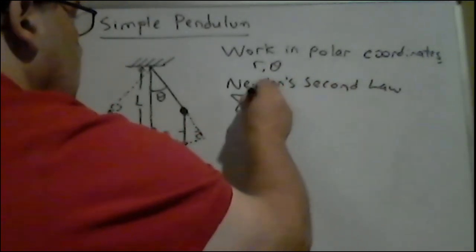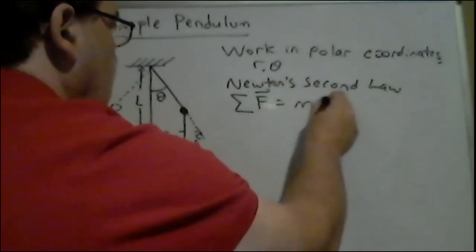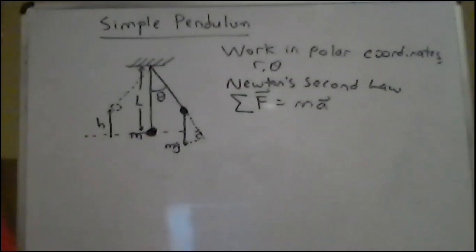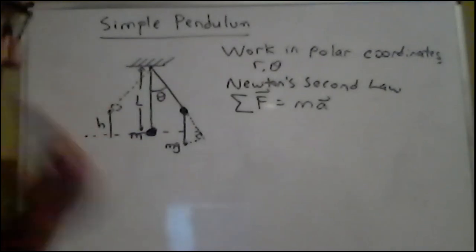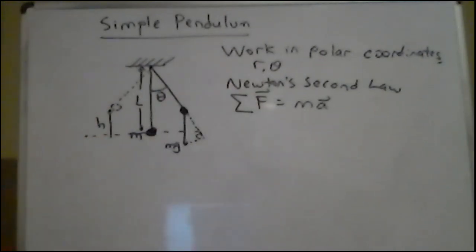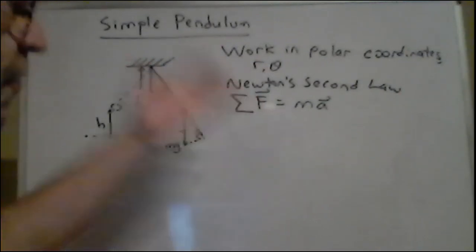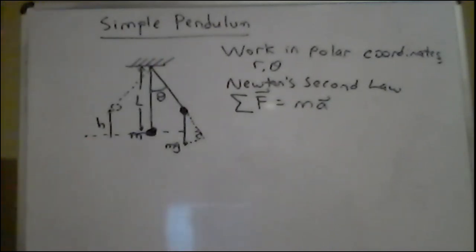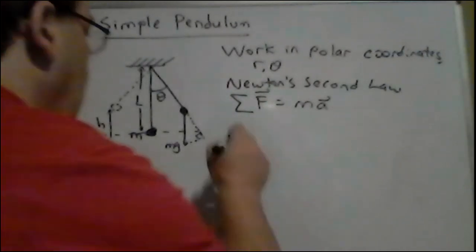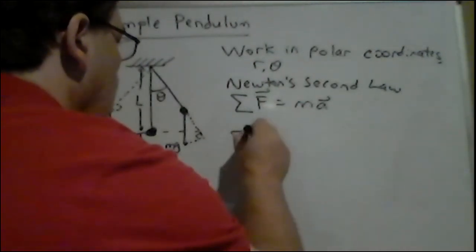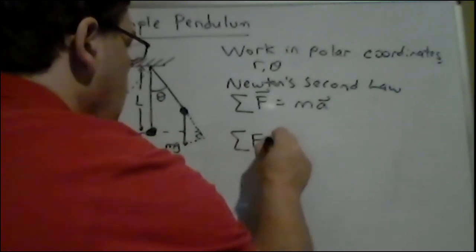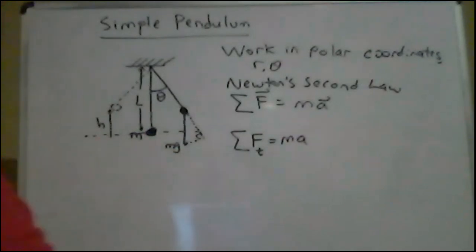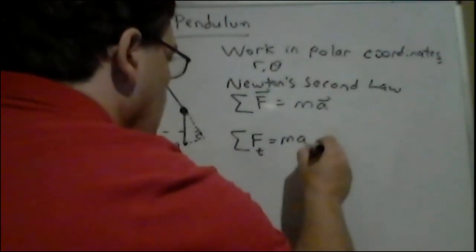is mass times acceleration in a general vector equation. When I write a general vector equation, it is agnostic to any coordinate system. Once I choose a coordinate system, I can write it in terms of x, y, z, or r theta, and I write Newton's second law for each coordinate. I don't care what's going on in the radial direction. What I care about is the tangential direction. So I want to focus on the sum of all forces in the tangential direction equals mass times acceleration in the tangential direction. Again, little t means tangential.